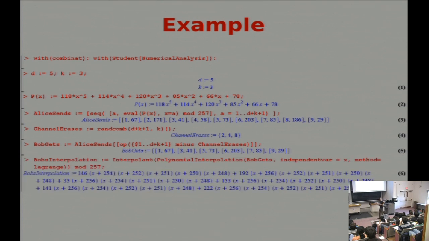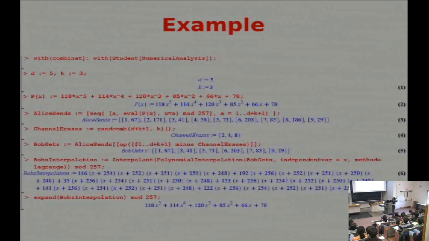The handy thing about Maple is that it will run this algorithm for you. So you can just say, interpolate these 6 data points, mod 257, and here's the answer. Then you tell it to simplify, and you get back the original message. So whatever. This is a demonstration of nothing. You have to take my word for it.